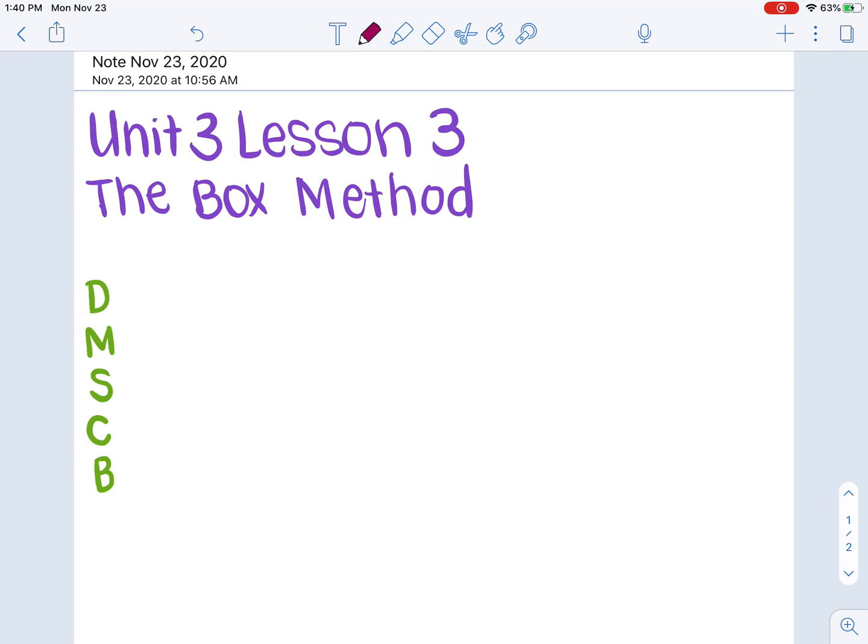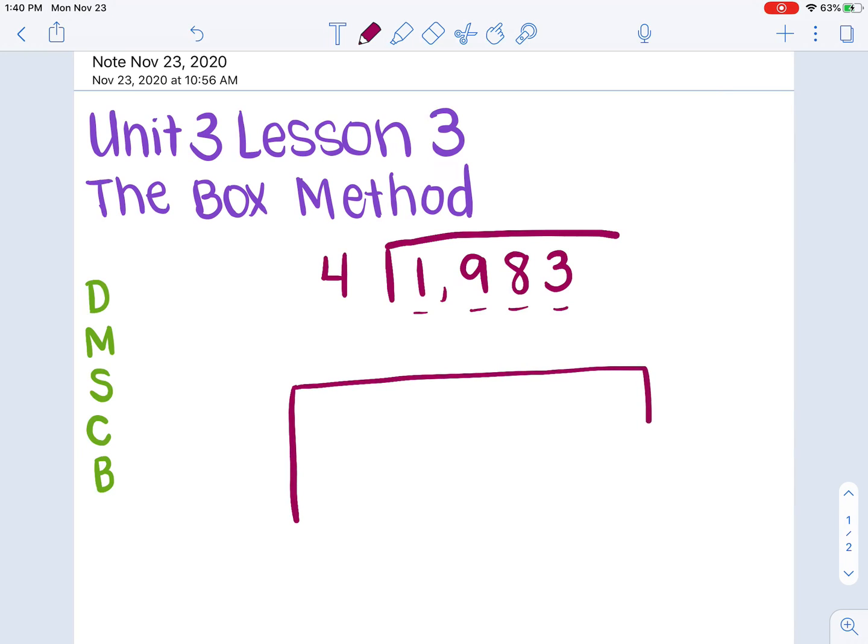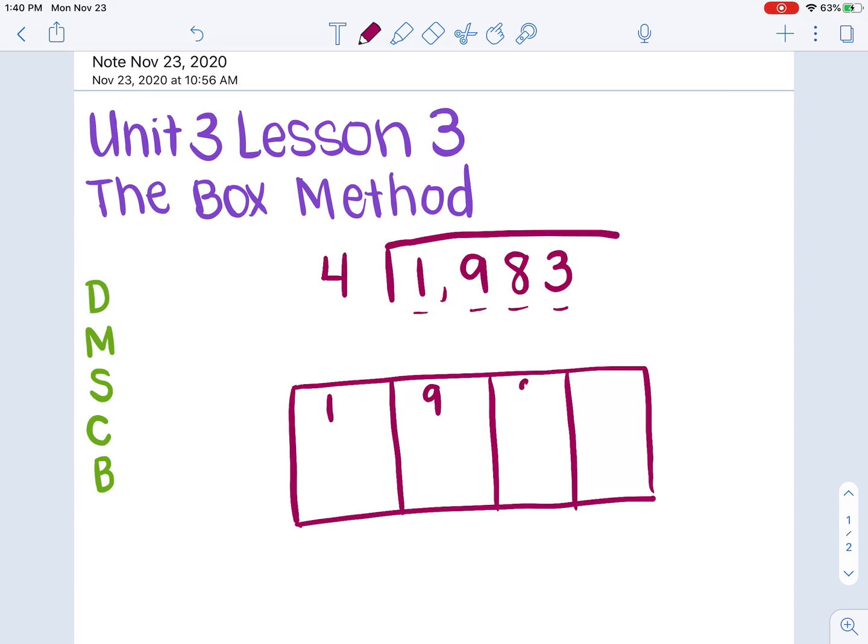This next problem, let's do 4 divided by 1,983. Now I have 4 numbers in my dividend, so I'm going to make a box that has 4 sections. Do that now. 1, 2, 3. Then I'm going to put a number in each one of these boxes. Then my divisor, the one over here, goes to the side.